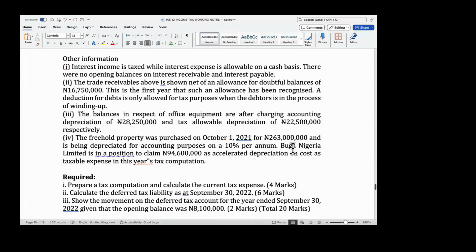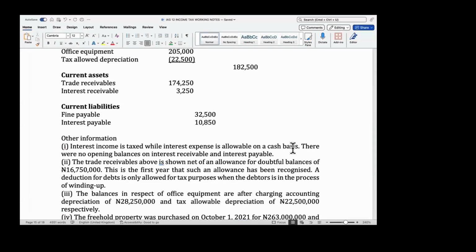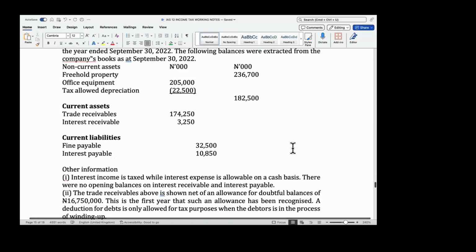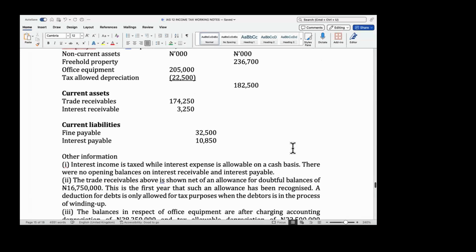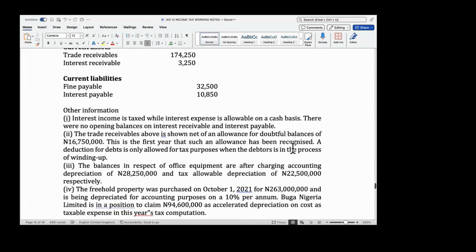Please, I have a question. Okay, please ask. Please, I don't understand why the trade receivables is not taxable, because I was thinking since it will be income in the future to the company.